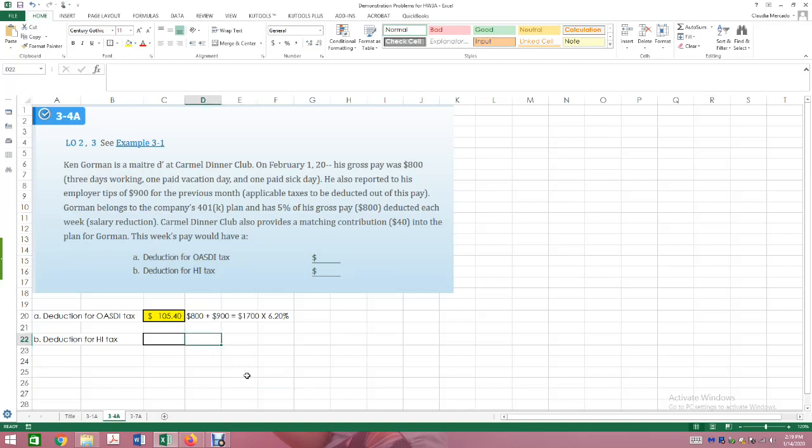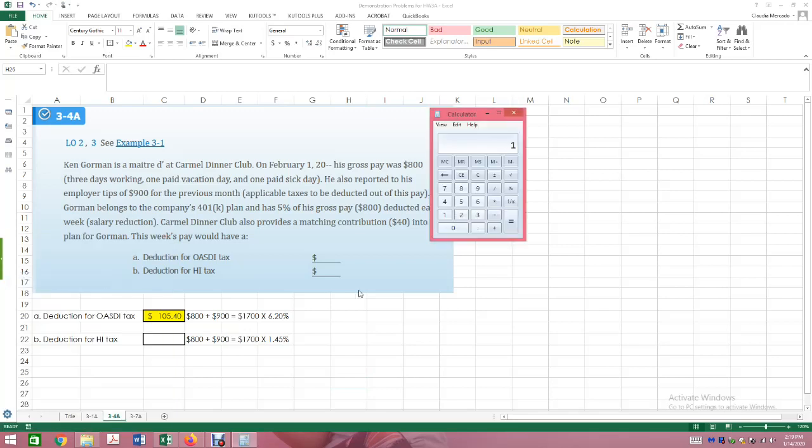Now for HI, we're going to do the same thing. He made $800 in regular wages plus $900 in tips. That gives you $1,700. You multiply it times the HI rate of 1.45%. Let's see what we get. 1,700 times 1.45% gives me $24.65.